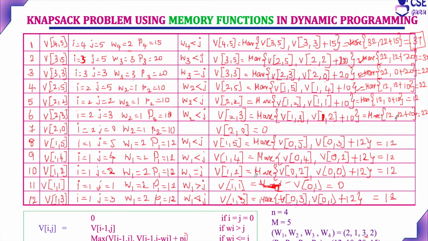Okay. So here in the memory function method, we start the solution from the last level, that is V of 4, 5. So start with V of 4, 5. And what are the sets we need to compute? We will get them here. In order, try to compute these sets. We have 3, 5 and 3, 3. Again, in this set also, we need to compute 2, 5, 2, 2, 2, 3, 2, 0. Likewise, in order, we need to compute. Whichever new set we need to find, we have to continue the steps like this.